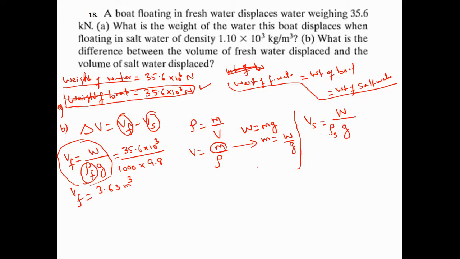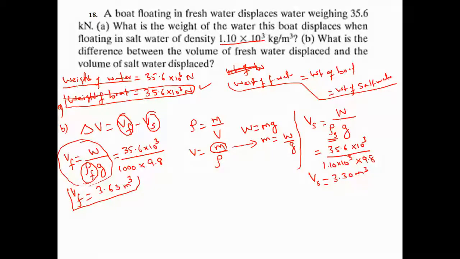Am I right? So my weight of the boat is 35.6 multiplied by 10 to the power of 3, divided by the density of the salt water, which is given in the question. What's the value? 1.10 multiplied by 10 to the power of 3, and the g value is 9.8. When you work out the formula, you will get the answer as 3.30 meter cube. Am I right?